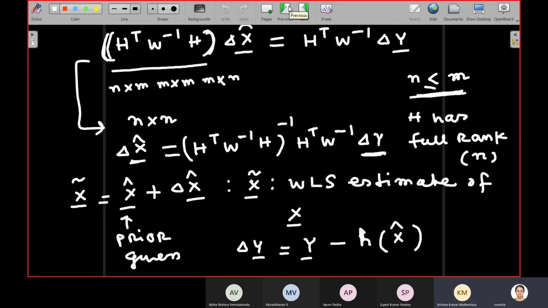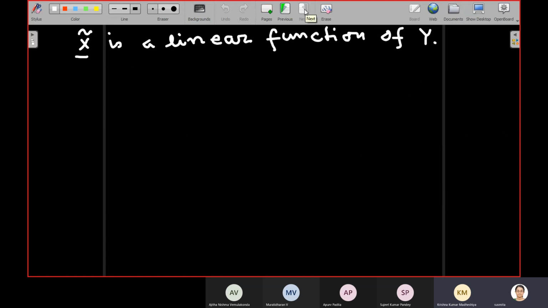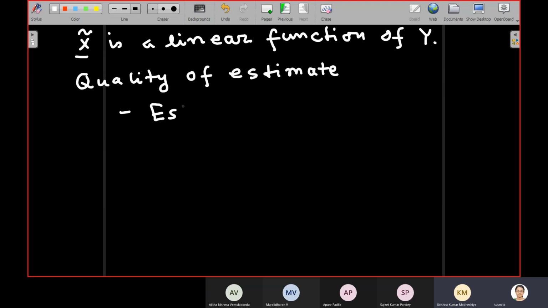Now, in case of any estimator, we would be interested in finding the quality of estimate. So, how do we find the quality of estimate? One is the estimation error. Now, we do not know the estimation error, right? Because we do not know the truth. But we need to somehow find the quality of estimate. Statistically only we can say something about the quality of the estimate. So what is the estimation error?